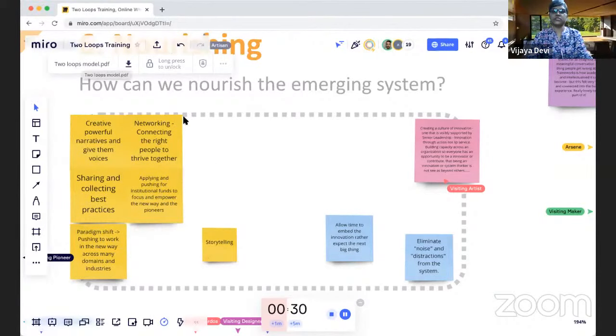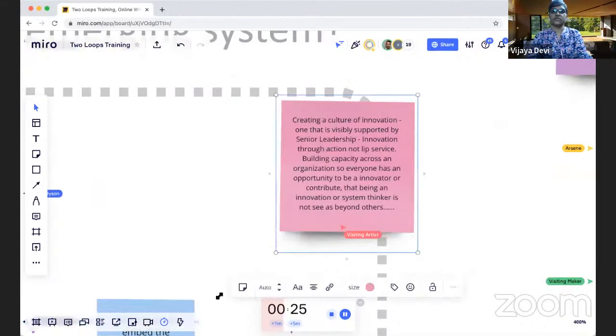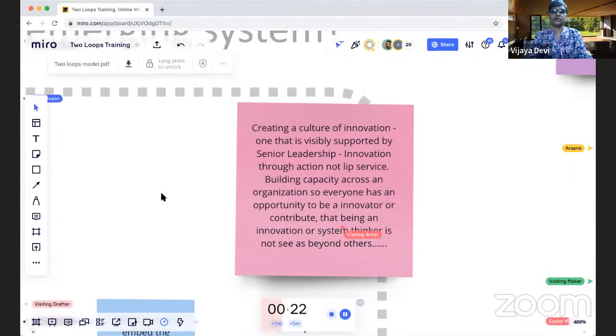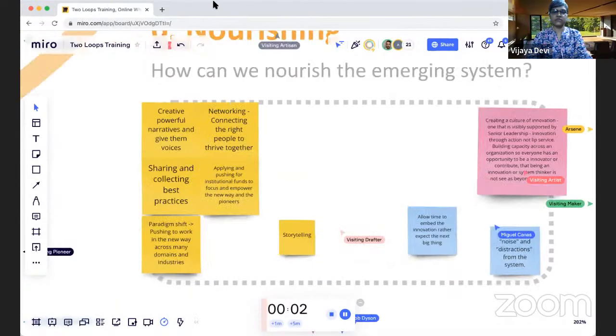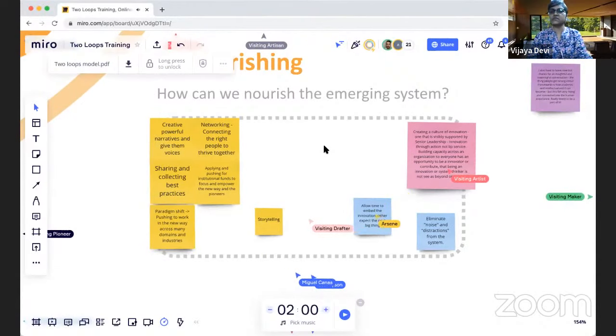Creating a culture of innovation, one that is visibly supported by senior leadership. Innovation through action and not lip service. Building capacity across an organization so everyone has an opportunity to be innovative or contribute. That being an innovation or systems thinker is not seen as beyond others. Yes, some form of capacity building for different players to come into the system and take part, right?